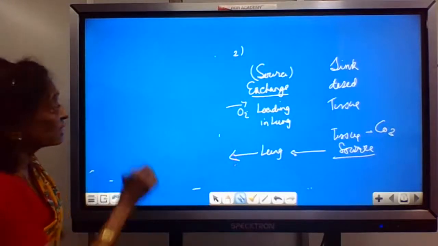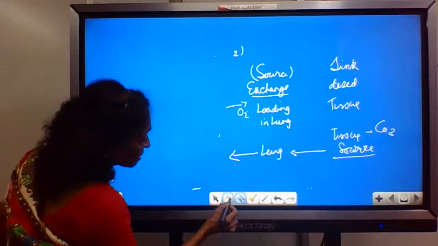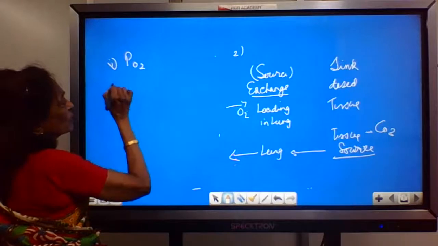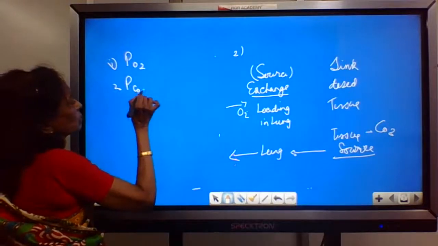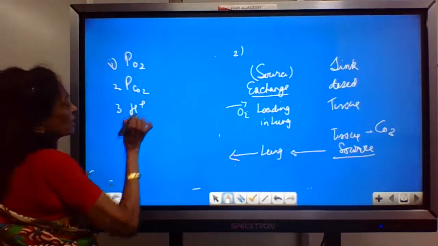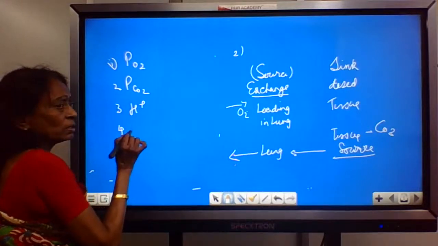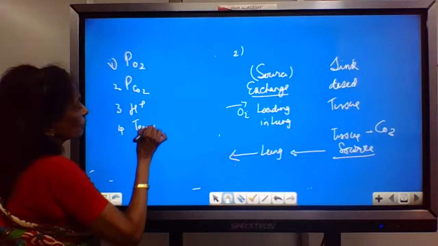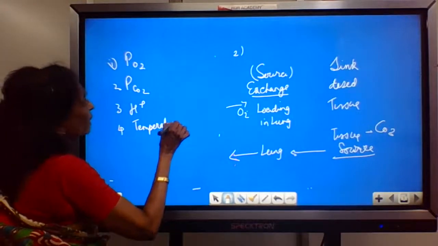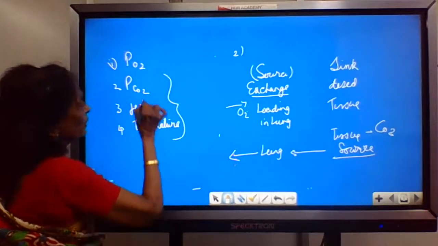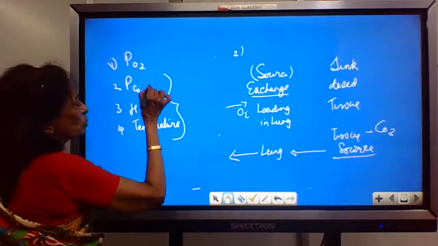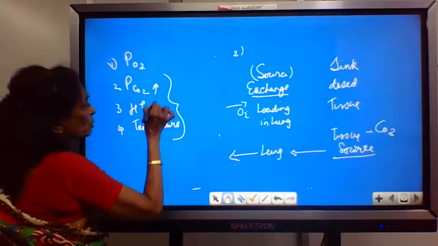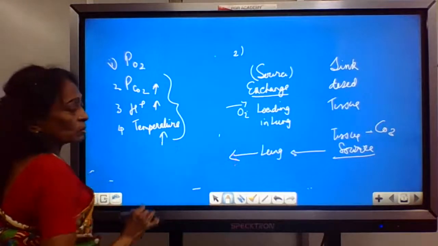Now the exchange of gases depends on these factors. One is PO2, the partial pressure of oxygen. Second is PCO2. Third is hydrogen ion concentration, and fourth is temperature. Invariably, these will go together. If PCO2 is more, the hydrogen ion concentration will also be more, and temperature will be more.